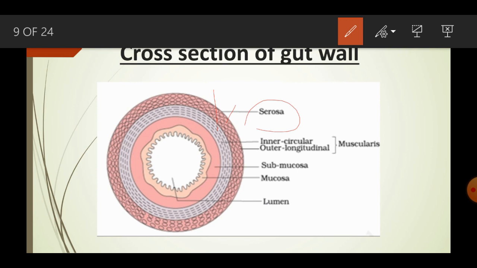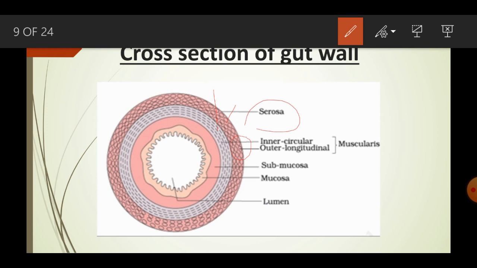that is, inner circular and outer longitudinal set of muscles. Sometimes an oblique layer of muscles may be present in some regions like the stomach. Don't be confused by the figure, because longitudinal muscles, if taken under cross section, appear as circular. Next is the submucosal layer, which is formed of loose connective tissue containing nerves, blood vessels, lymph vessels, etc. In the duodenum, glands are also present in the submucosa, namely the Brunner's glands.